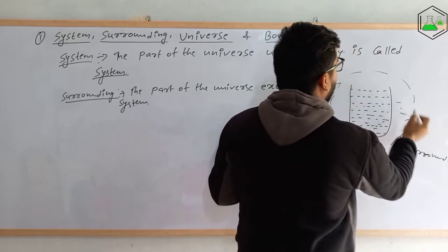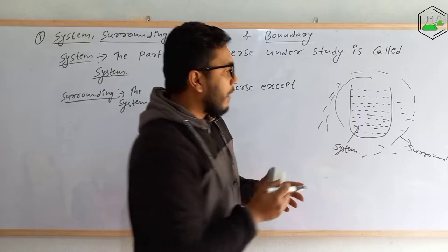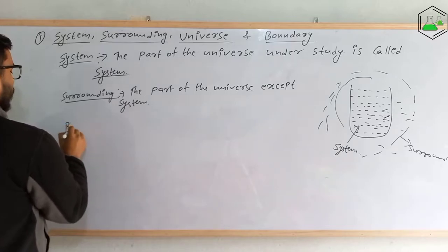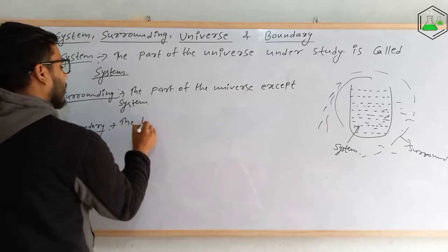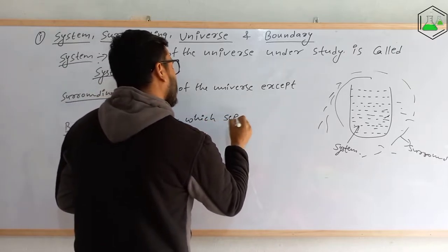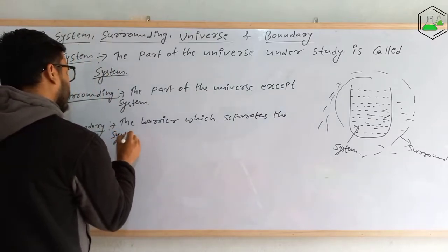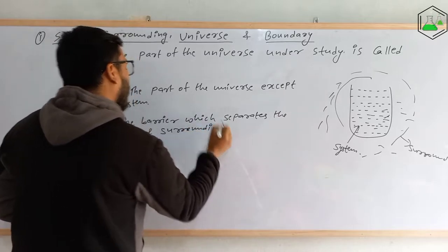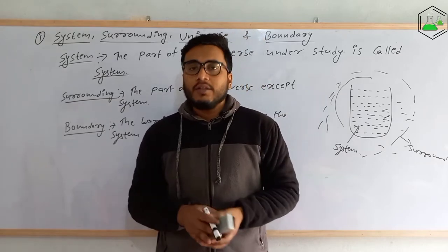Surrounding. Any part that is outside of the system is called surrounding. Now, the boundary separates the system and the surrounding. It is the barrier. So, boundary can be defined as the barrier which separates the system and surrounding. It is called what? Yes, boundary. So the barrier which separates the system and the surrounding is called boundary.